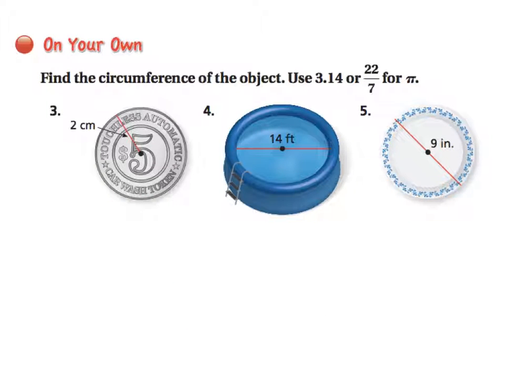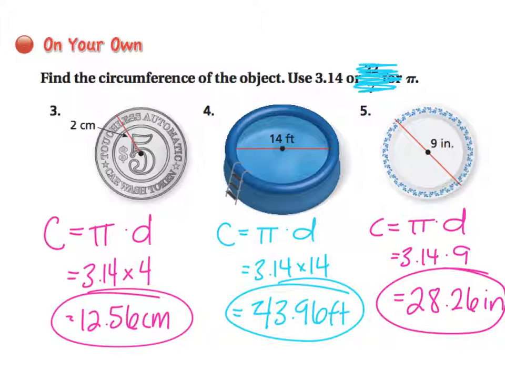Please complete these 3 problems on your own. Use 3.14 for pi, and then come back and check your answers after you've finished. So if I look at my answers, for the first example, on the coin, the circumference, or the way around the outside of my coin, would be 12.56 centimeters. For the pool, all the way around the outside of my pool would be 43.96 feet. Then the circumference of my plate would be 28.26 inches.